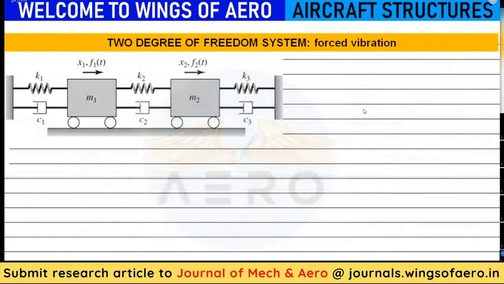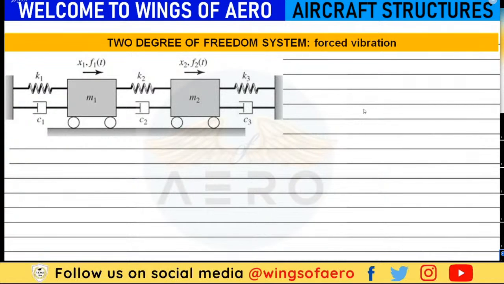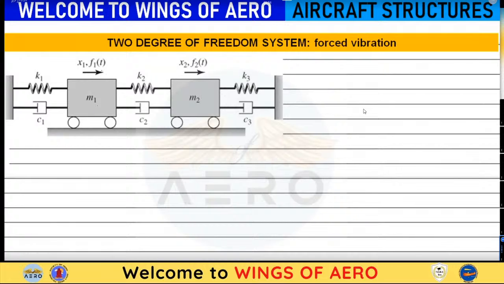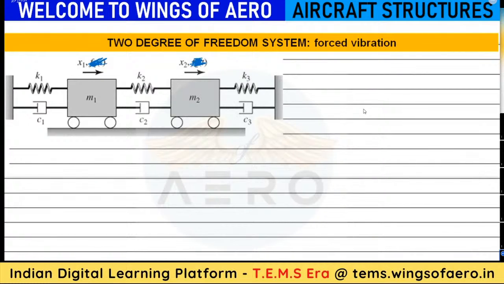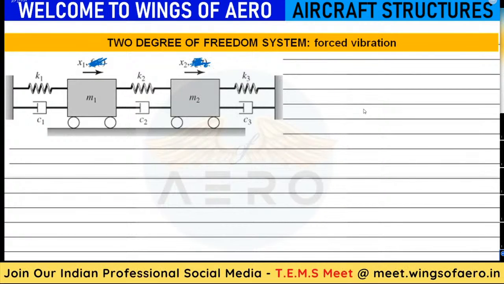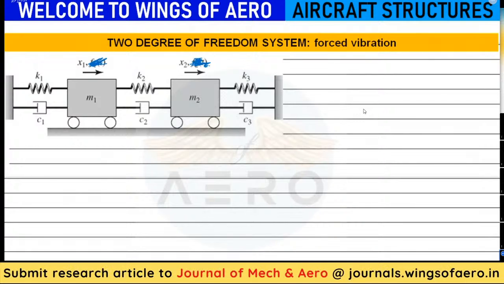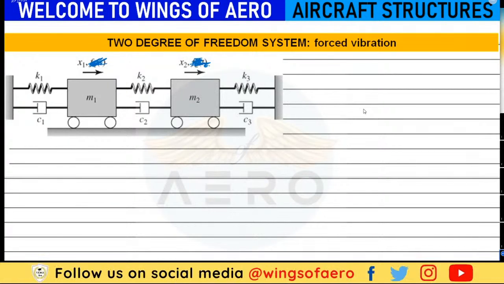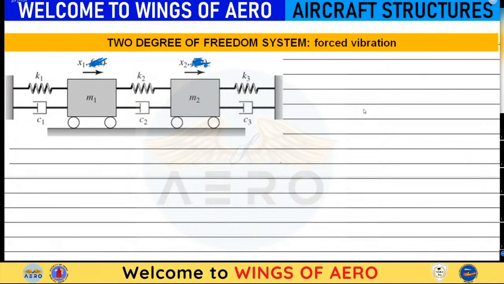Now moving to the next slide. What will be the equation for this 2 degree of freedom system? Here we have force, but force is not in our syllabus, so we can ignore it. Force is there only for 1 degree of freedom, as per the syllabus. Suppose this is a complete system and we have only the displacement for mass 1 and mass 2. What will be the equations?